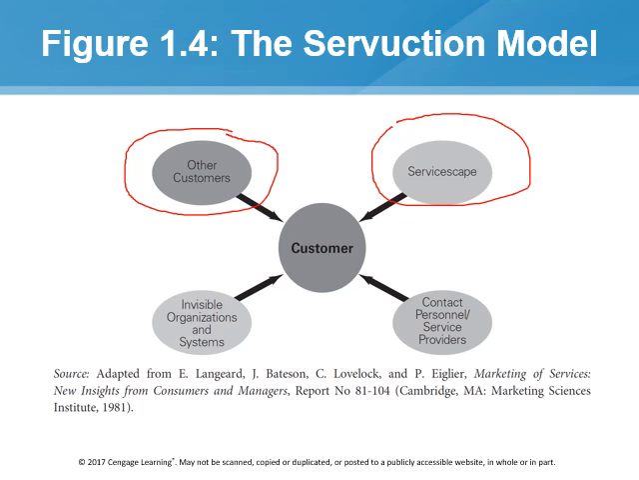For the time being, we are just going to identify and explain the basic concept. What do you mean by the customer, servicescape, invisible organization and systems, and contact personnel and service providers. But in the coming weeks, we are going to discuss each and every dimension of the Servuction model in a lot more detail, because the majority of the chapters are about all these dimensions that we have just discovered.